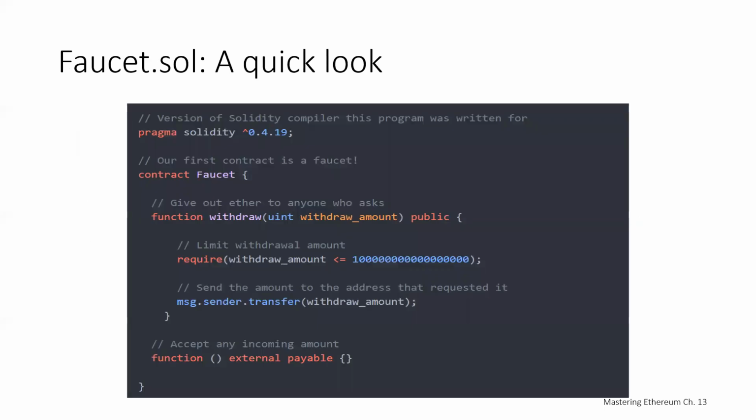Here's a quick reminder as to what our faucet.sol is doing. It's basically a hello world contract. It's got the smart contract Faucet. It's got a withdrawal function that does a transfer of ether to do a withdrawal, assuming that the amount you're withdrawing is actually in the account. And then you've got your fallback function that receives payments.